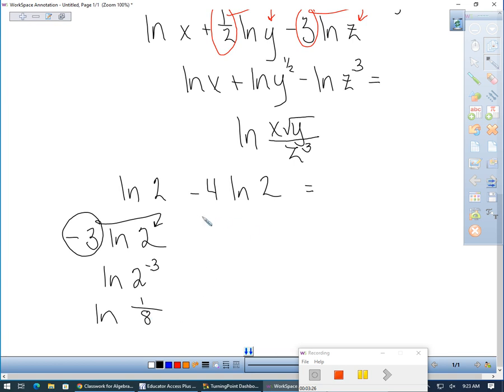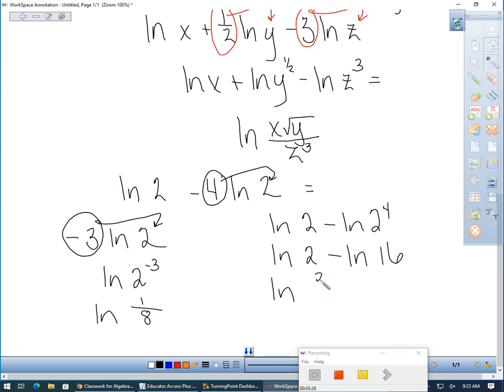Option number 2 is we can rewrite this, taking this coefficient, to the 2. We can say we have the natural log of 2 minus the natural log of 2 to the 4th. 2 to the 4th is the same as 16, so I have the natural log of 2 minus the natural log of 16. Then in the log world, when we subtract, we really divide. So we have the natural log of 2 over 16, which simplifies to the natural log of 1/8. Clean that up a little bit.